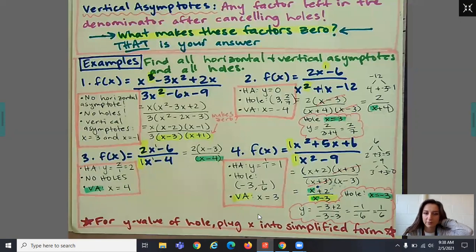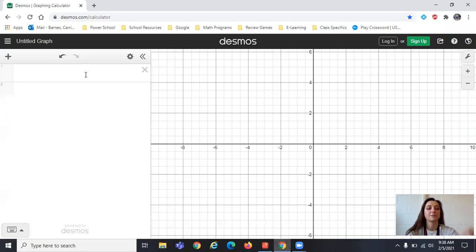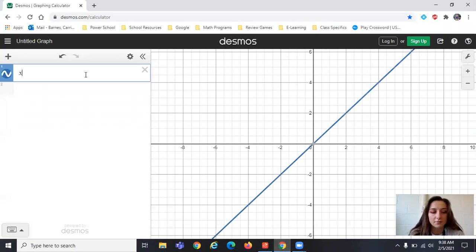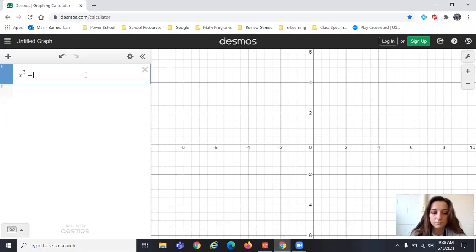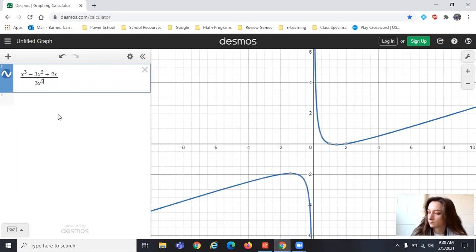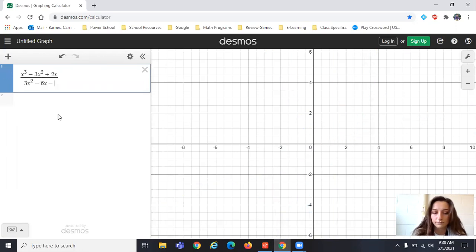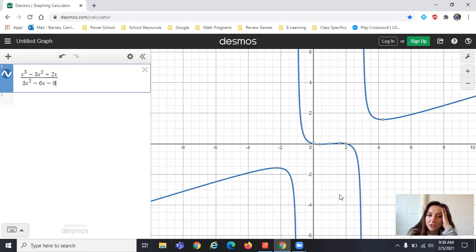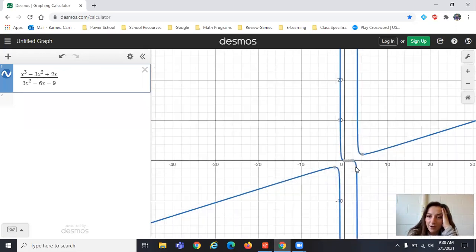So let's start with problem number 1. I'm just going to go to Desmos and type this in. Okay, so here's our function, and we can see that it does have a slant asymptote because both of the ends are slanted on a line right there.